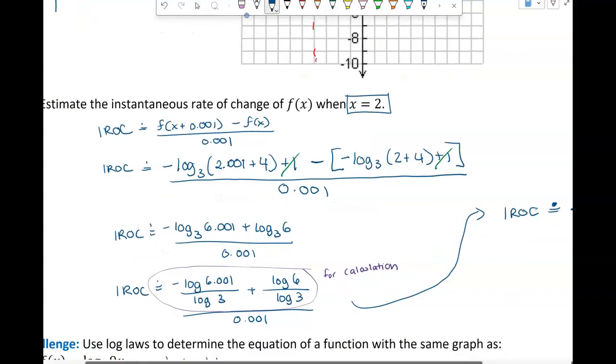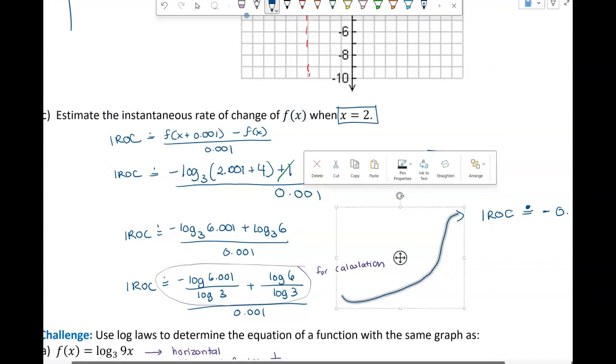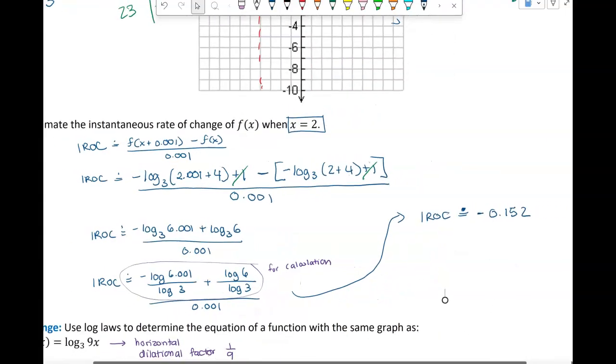0.001. And then when I do this, the positive 1 here will get canceled with this positive 1, because this negative, don't forget, has to be applied to that positive 1, so it becomes negative 1. So that's gone. And I'm just trying to make this nicer for my calculator. So I simplify here, and I end up getting an IROC of approximately negative 0.152.